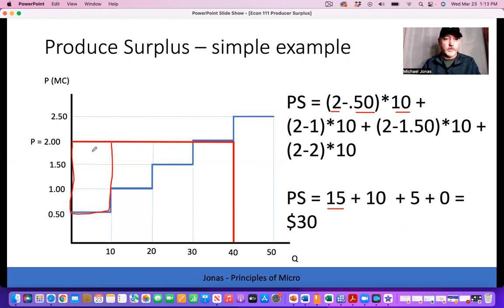Each one of these rectangles, right? Each 50 cents gap between price and marginal cost times 10. Each one of those little rectangles is a $5 value, essentially, to the supplier, right? And then they keep going. They increase output up to 20. So for each of these, right, there is a $1 gap times 10 units. So they get two of those little $5 rectangles.